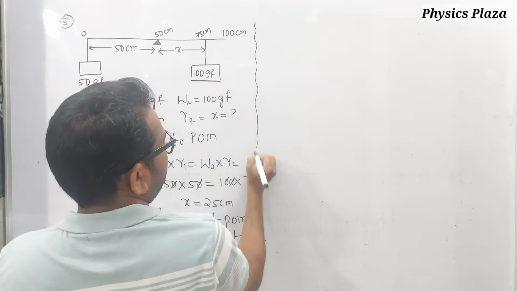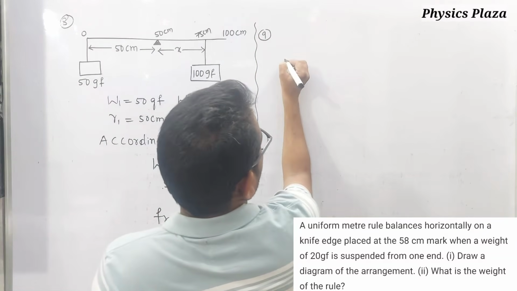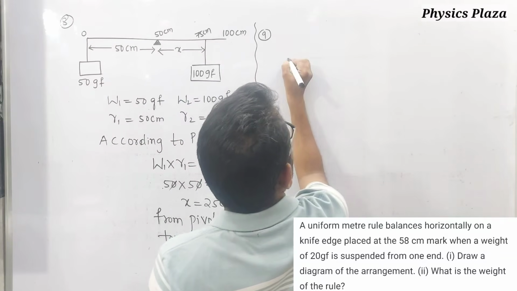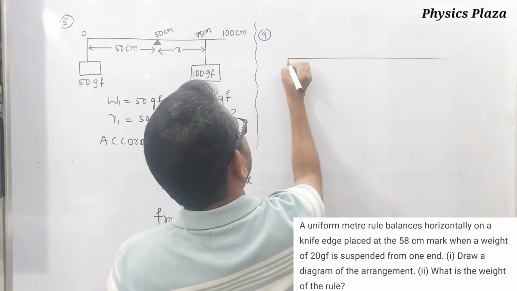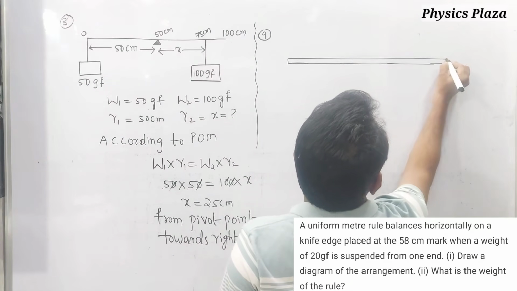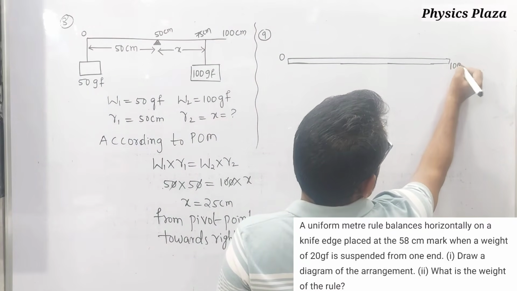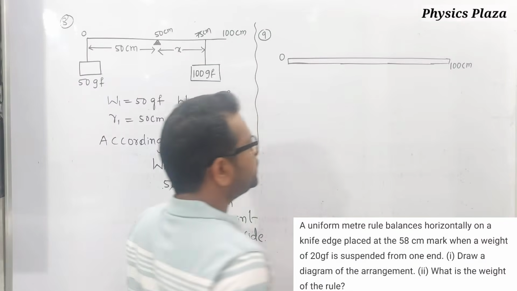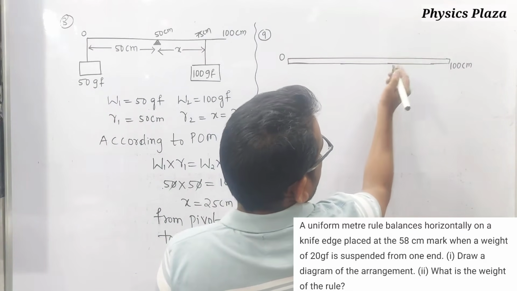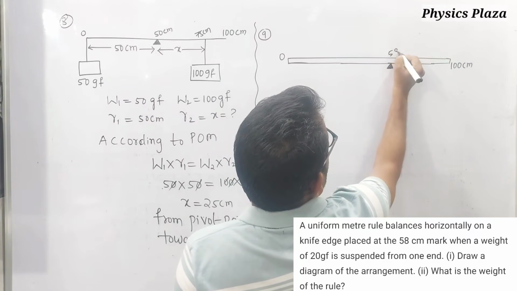Come on. So here is the ninth numerical. So as per the question given, children, it is also a uniform meter rule. Uniform meter rule. So let us make it properly. Children, it is a uniform meter rule, so it is not required that we should draw a 1 meter scale, 1 meter length, not required. So let us say 0 and it is 100 centimeter. Children, it is said that this uniform meter rule is pivoted at the 58 centimeter mark. So 58 means a little bit right side only it will be. So this will be the 58 centimeter mark.